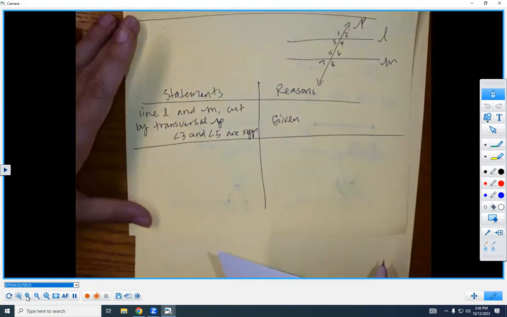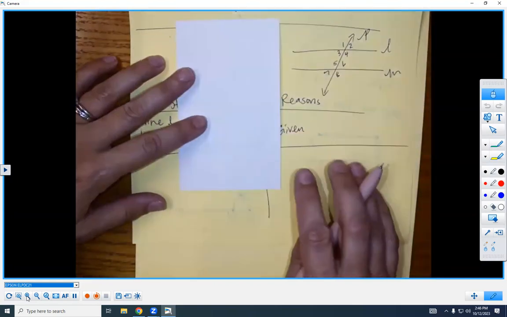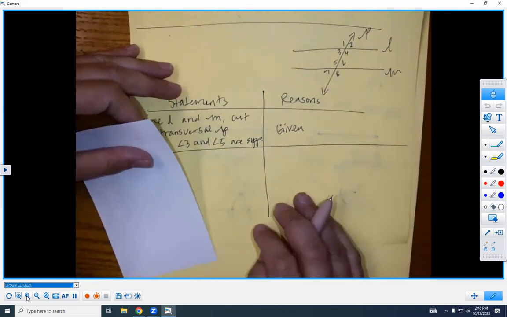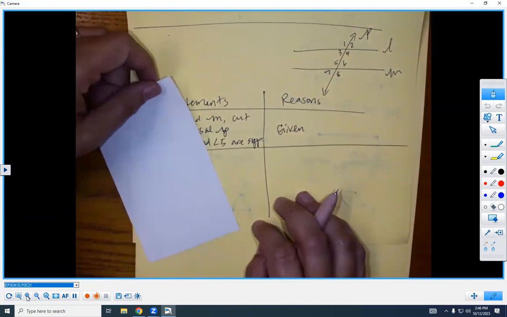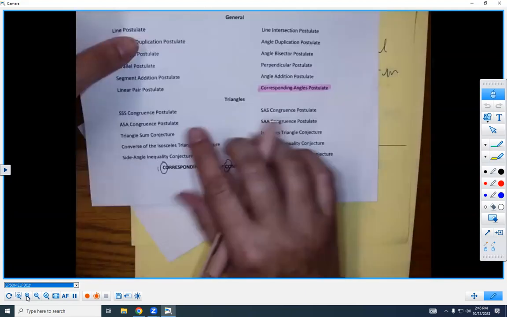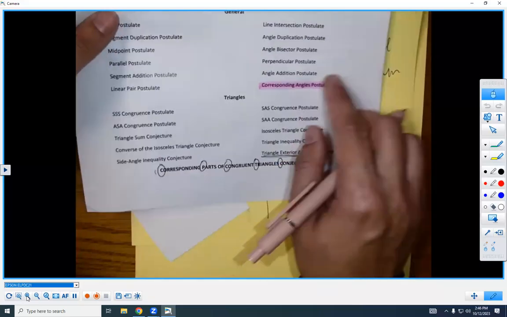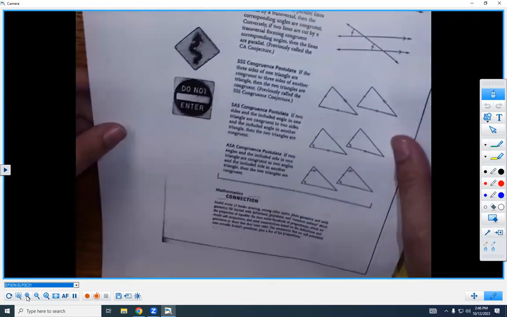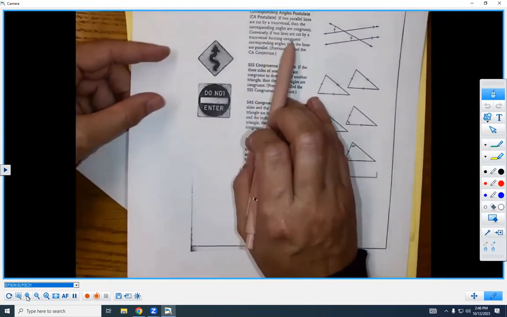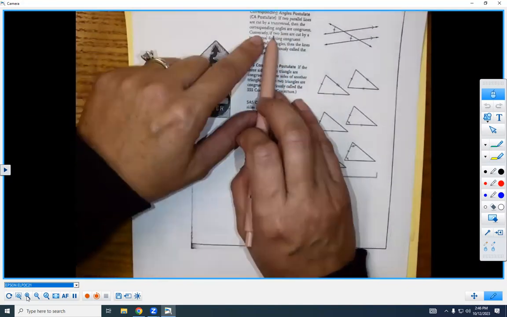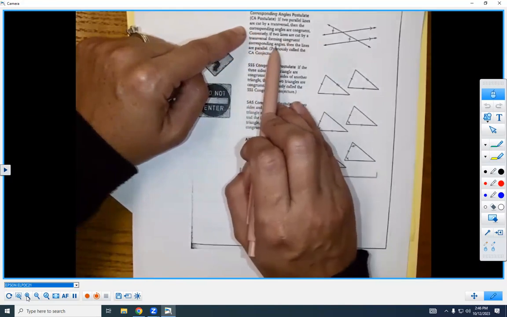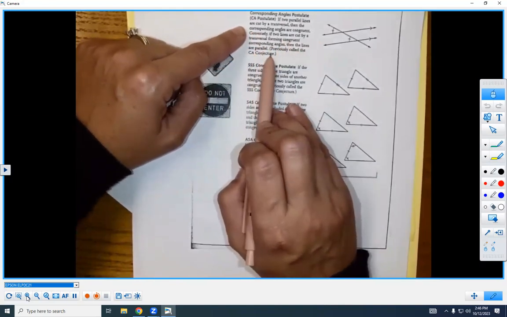Okay, so kind of going through my thought process here. I am trying to show that L is parallel to M. The only way I have to show that L is parallel to M is the corresponding angles postulate. Just a reminder, the corresponding angles postulate is: if 2 lines are cut by a transversal forming congruent corresponding angles, then the lines are parallel.